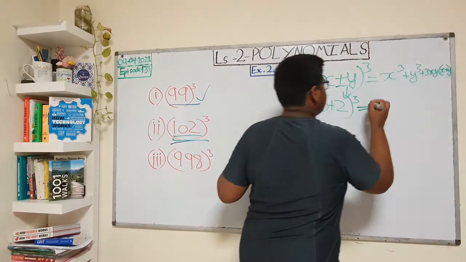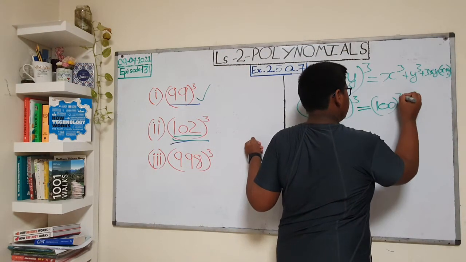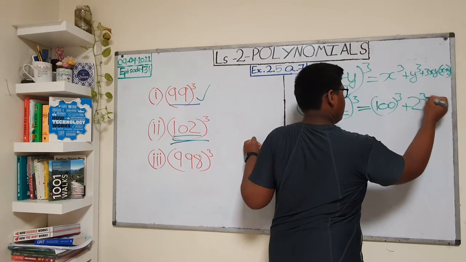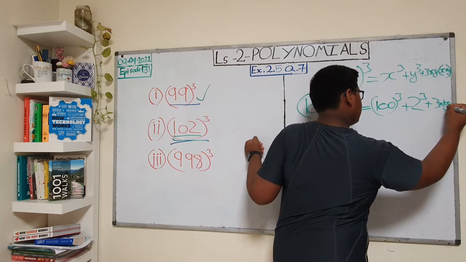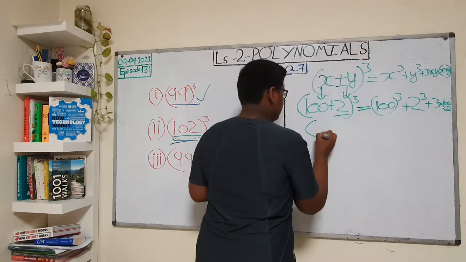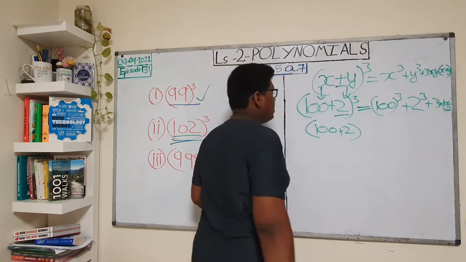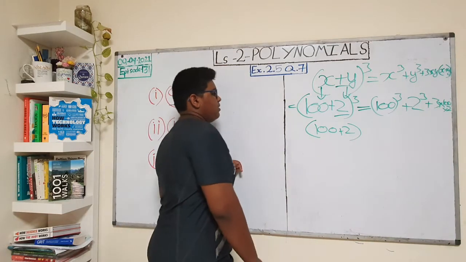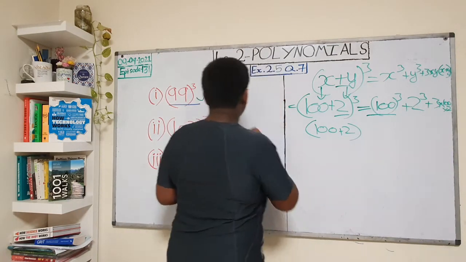Now let's take x cube. So x cube is 100 cube, then plus 2 cube, then plus 3 into 100 into 2, then into (100 plus 2). So this was our first step. Now let's see the second step. Now our second step will be the cubes.